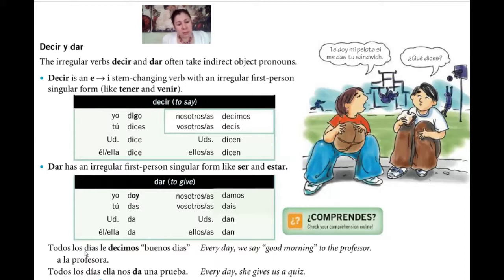So look at the examples. Todos los días le decimos buenos días. Todos los días ella nos da una prueba. Look at that. Te doy mi pelota si me das tu sándwich. ¿Qué dices? ¿Sí?